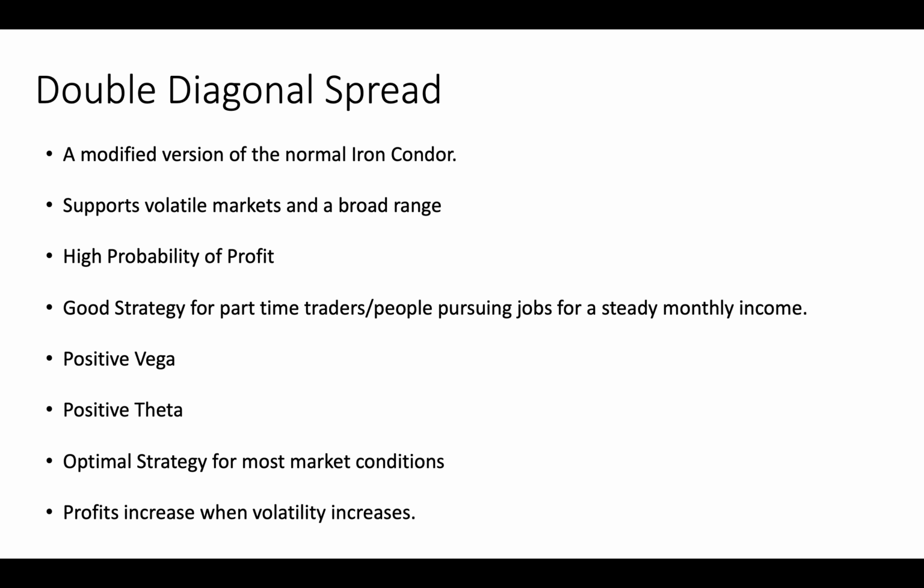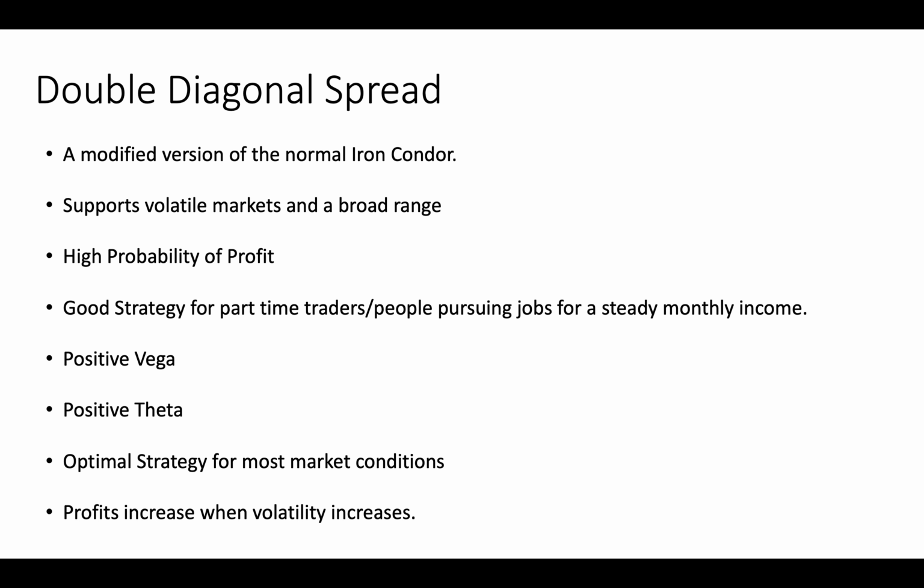The strategy has a positive vega. For those of you who are familiar with the option Greeks, a positive vega means that the strategy is going to support volatile markets, and it also has a positive theta. So if the market stays where it is, you are going to eat up the premium in the form of theta decay. And this is an optimal strategy for most market conditions.